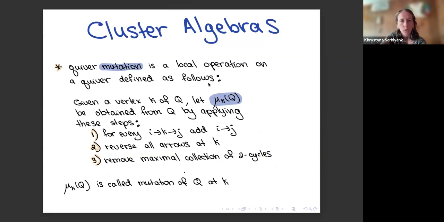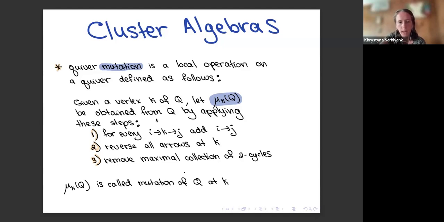So we are going to start with the vertex K, some vertex of Q, and then the new mutated quiver, we're going to denote it by mu sub K of Q. So it's a quiver obtained from our initial one by applying the following 3 steps. So there are just 3 steps in this operation. So step 1 is that whenever you have a configuration like this, so K is the vertex we mutate, this is the distinguished vertex, we've chosen to mutate it. And whenever you have an arrow from I to K, and whenever you have an arrow from K to J, so these are not paths, these are indeed arrows.